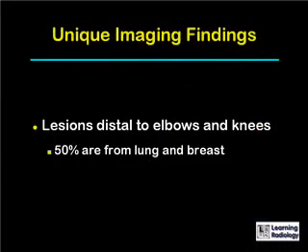There are some unique imaging findings, even though most bone metastases tend to look similar to other metastases regardless of the primary. Lesions that are found distal to the elbows and knees are uncommon for metastatic disease. When you see these, you should think of primaries in the lung or breast.